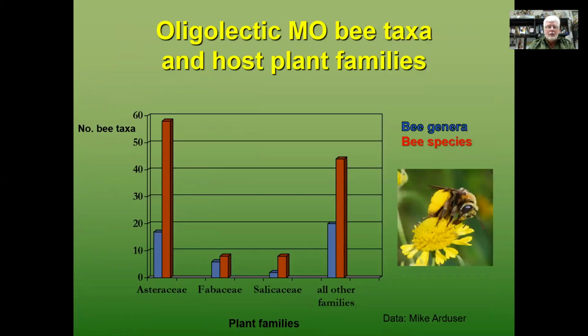For example, here we have several species which are oligolectic specialists on asters, Fabaceae, beans, Salicaceae, the willows. So we have some specialists on willows. So if you do not have these plants, you are not going to be able to support these species.